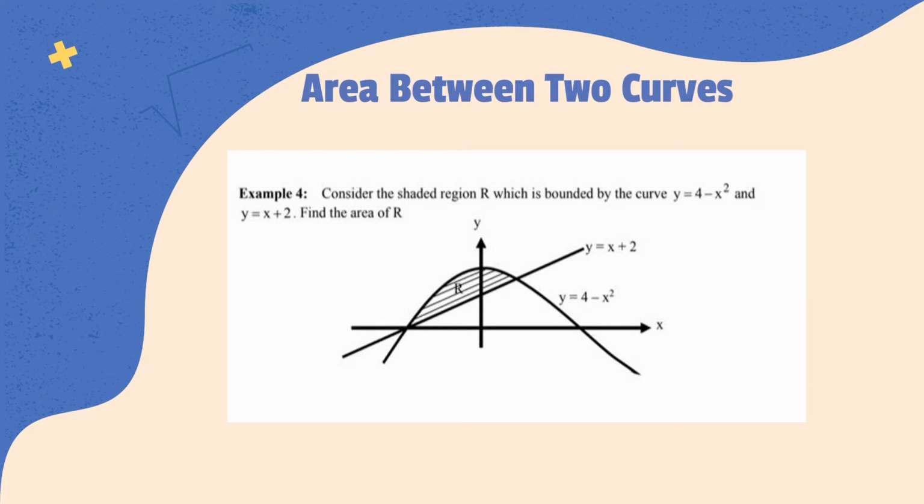Next, we move on to the problem statement and the solution. Firstly, the area between two curves. From the diagram, the shaded region R is bounded by the curve y equal to 4 minus x squared and y equal to x plus 2. We need to find the area of R.